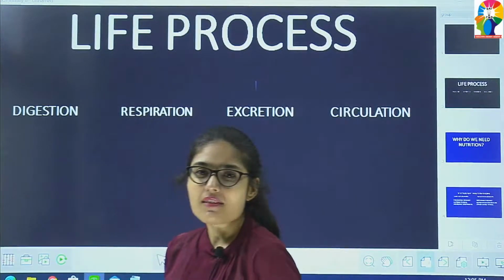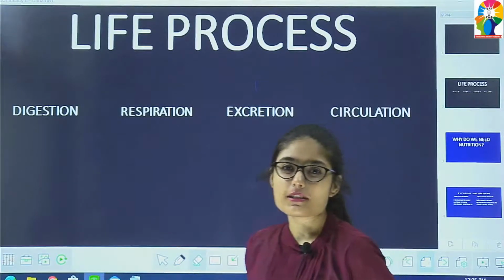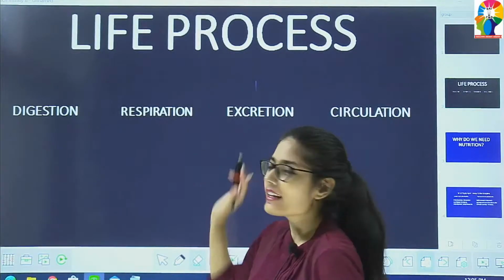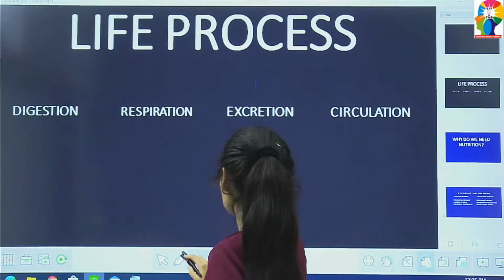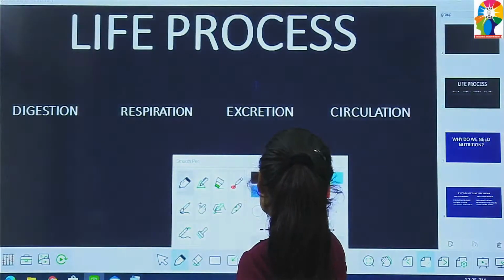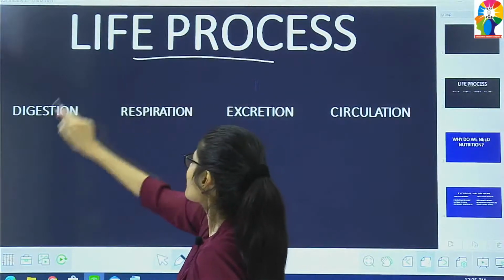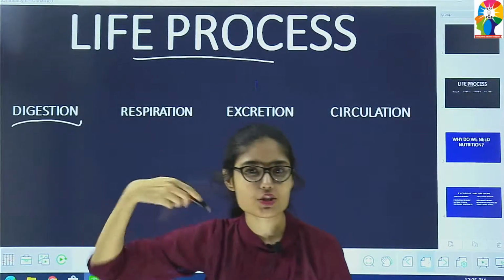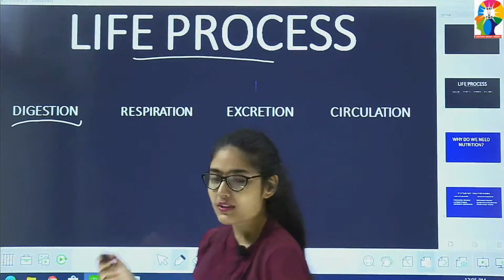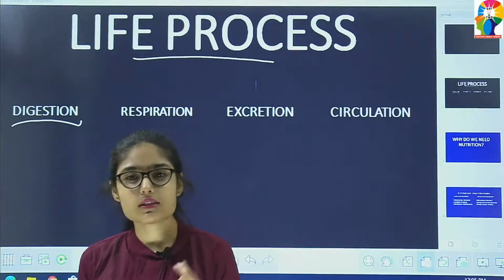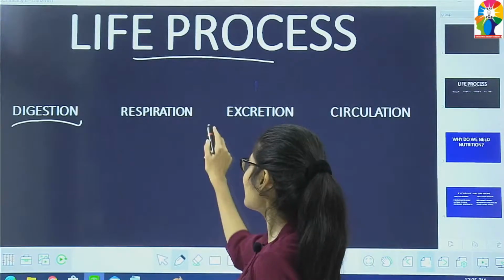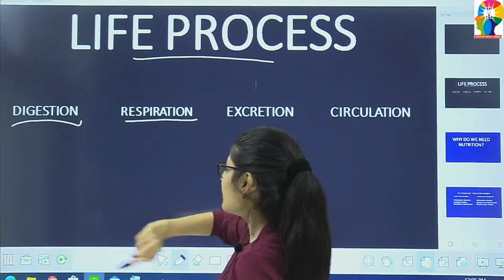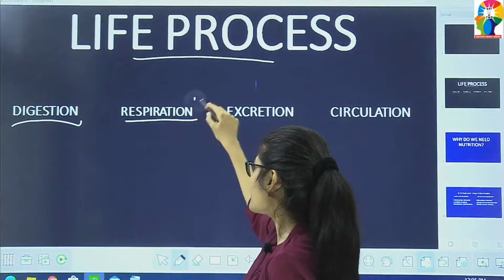So what we have done, we have started our session of the life process, right? In the life process, we have talked about digestion, our digestive system, right? In the previous lectures, we have discussed our digestive system. So from today, we are going to start the very next life process chapter, that's respiration.